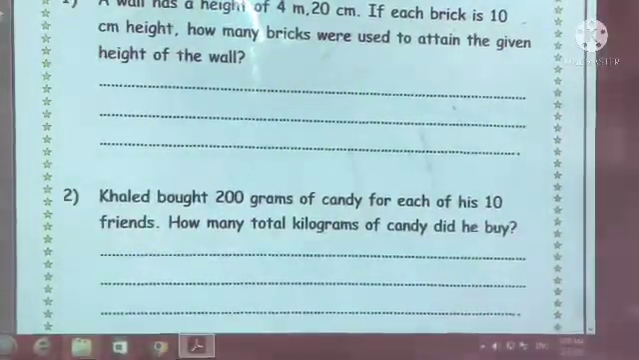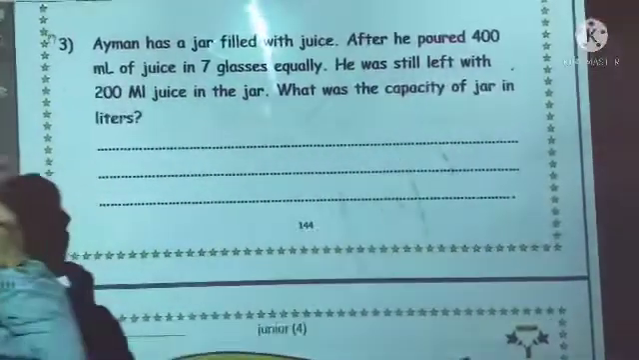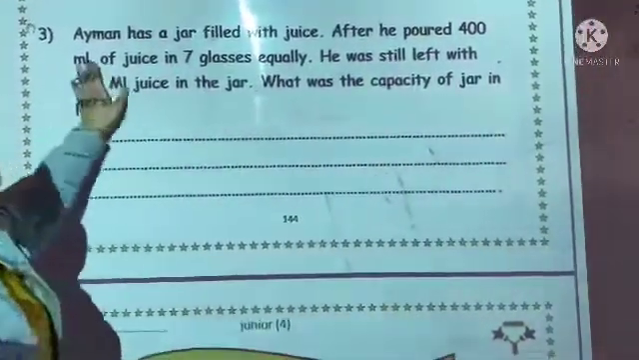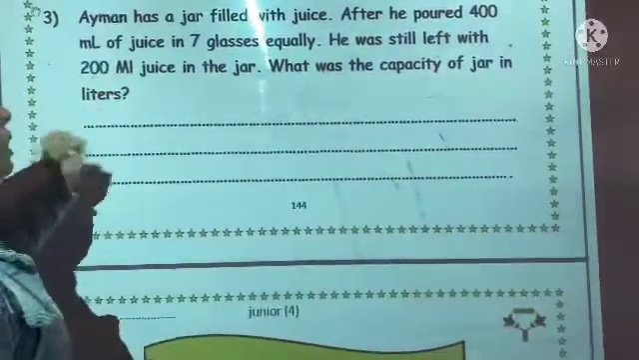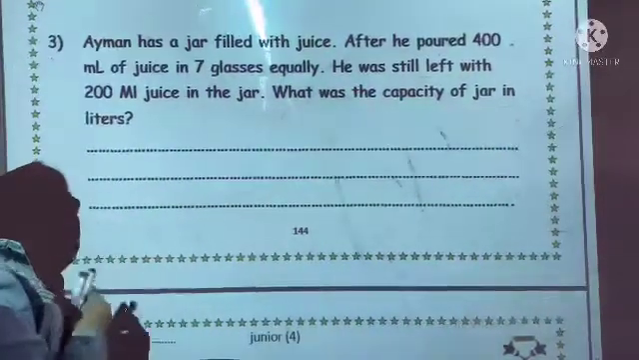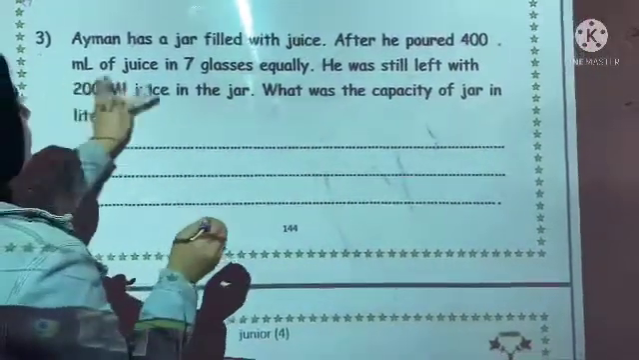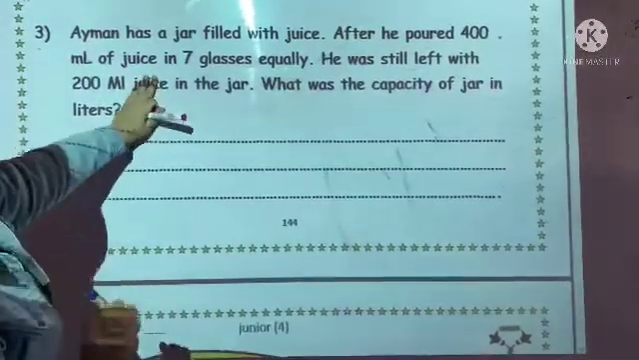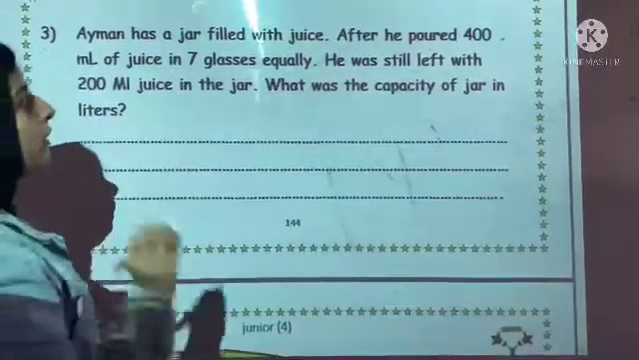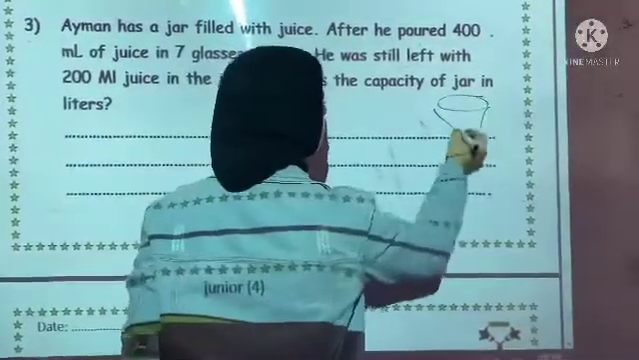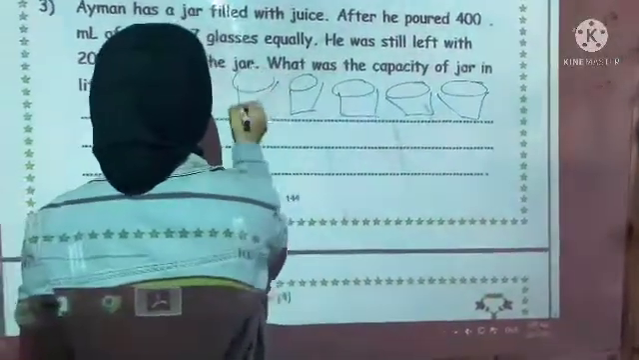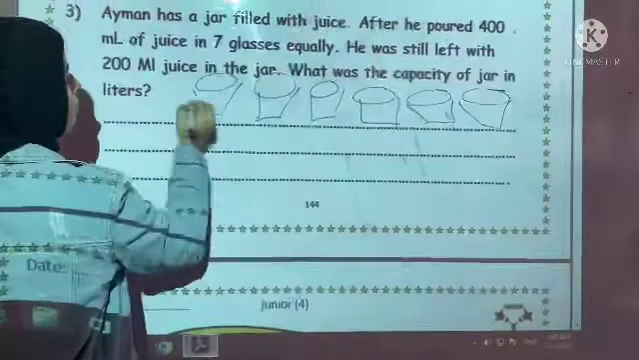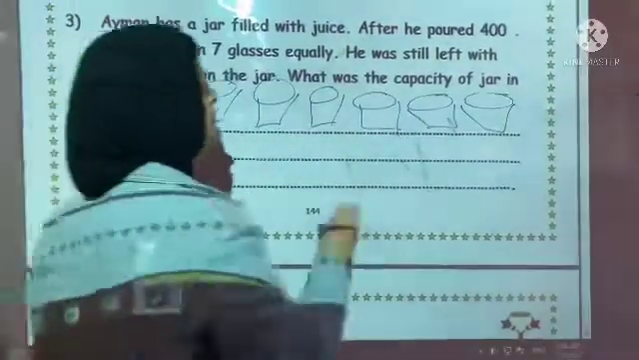Now let's move to question 3. Ayman has a jar filled with juice. After he poured 400 milliliters of juice into 7 glasses equally, he was still left with 200 milliliters. So here, this jar, after he poured 400 milliliters of juice into 7 glasses equally. So I have 7 glasses. Each one has 100.